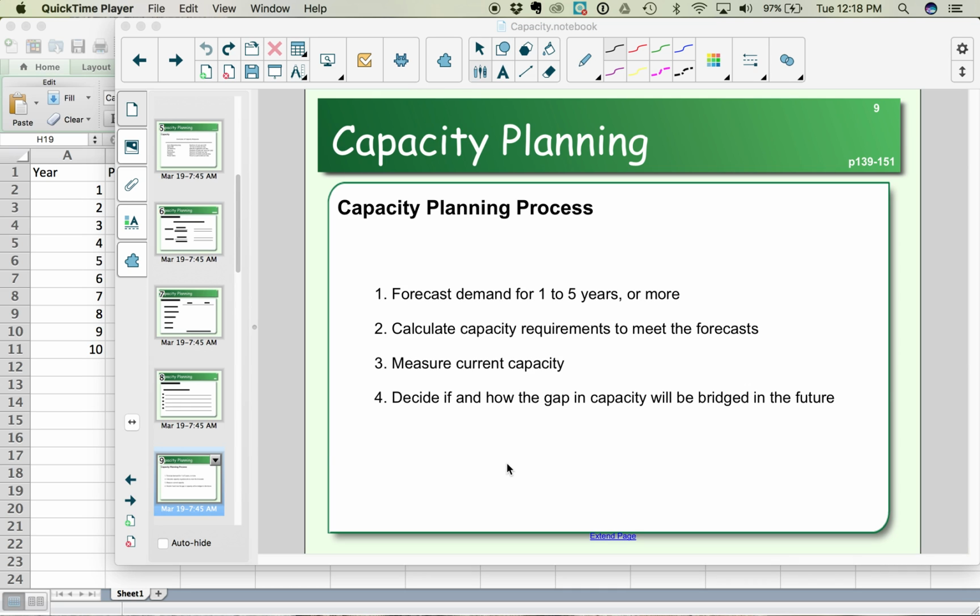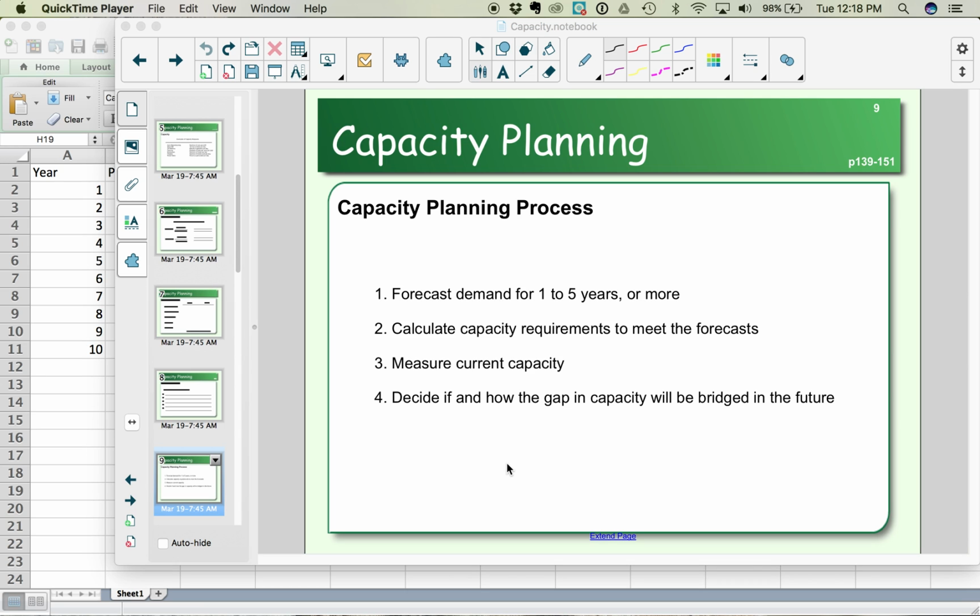Like capacity planning. When you are doing capacity planning, there are four general steps. The first step is to forecast demand. We need to make sure we forecast demand far enough into the future for whatever we are producing and the decisions that we're making. Typically we're looking at capacity planning as a strategic or design decision for the company, and so you have a longer forecasting horizon.